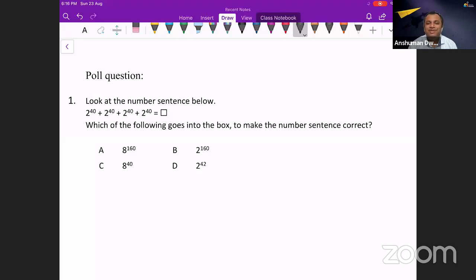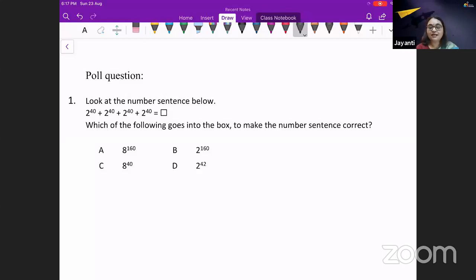Parents, I would request, please don't help your children. Last 5 seconds of the poll. 5, 4, 3, 2, 1. Okay, so I'm going to share the result. So children, here we see that the most common answer that has been given is 2 to the power of 160.